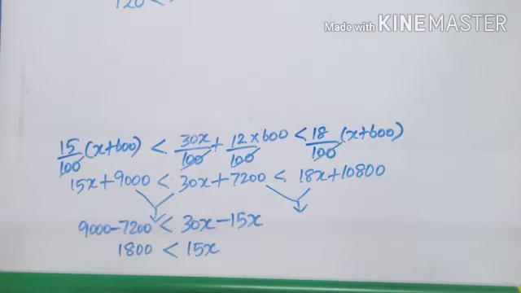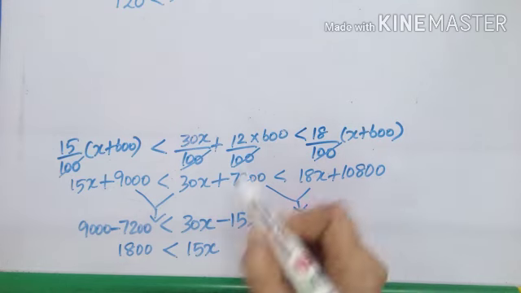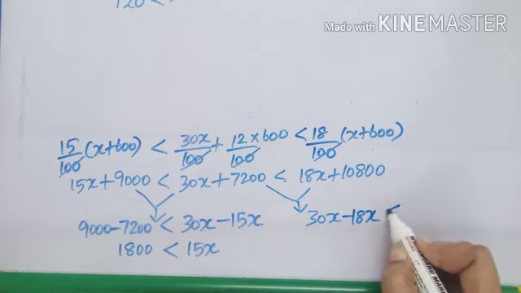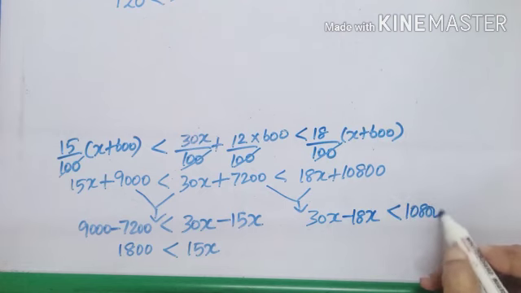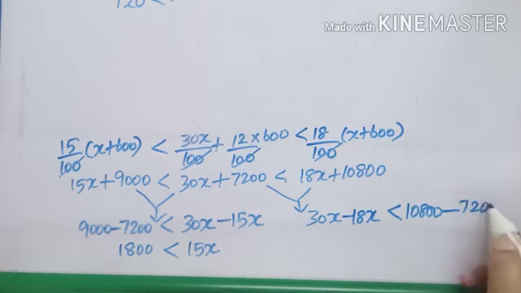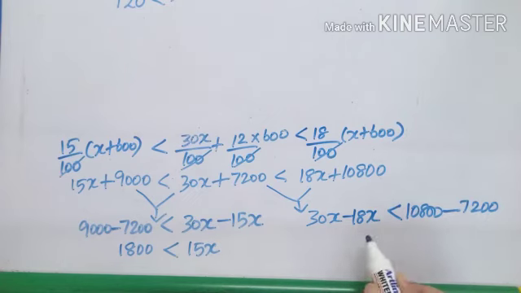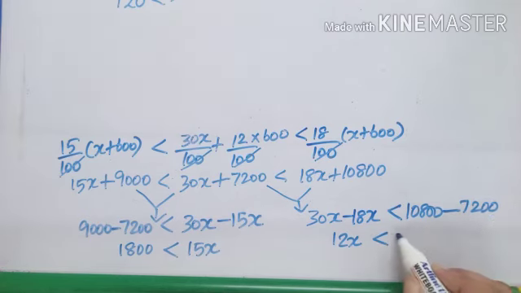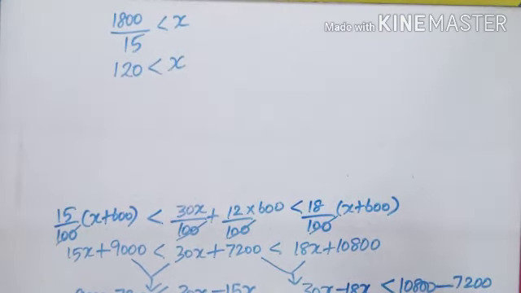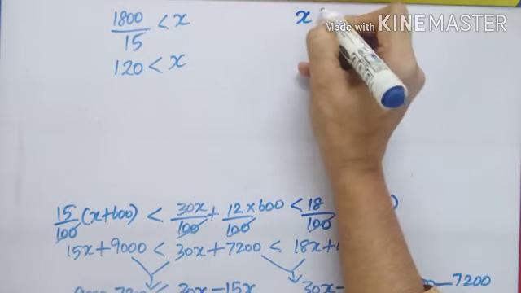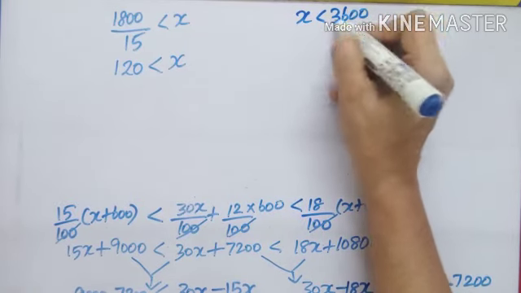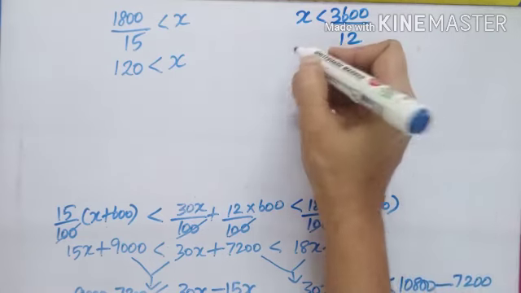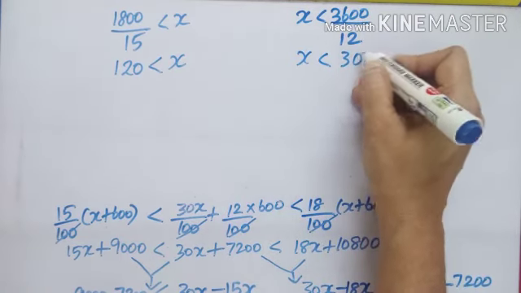compare these two. 30x, bring 18x to the left side, is less than 10,800 minus 7,200. 30x minus 18x is 12x, less than 10,800 minus 7,200 is 3,600. Or I simplify this, x less than 3,600 divided by 12. So I get x is less than 300.